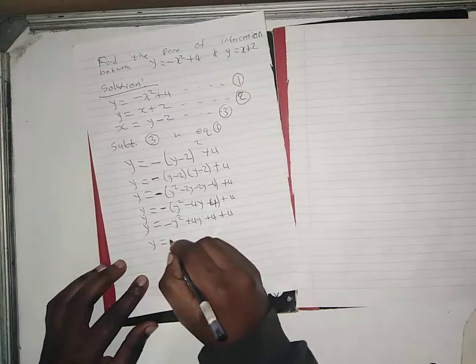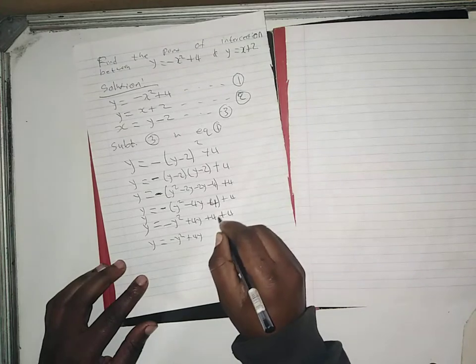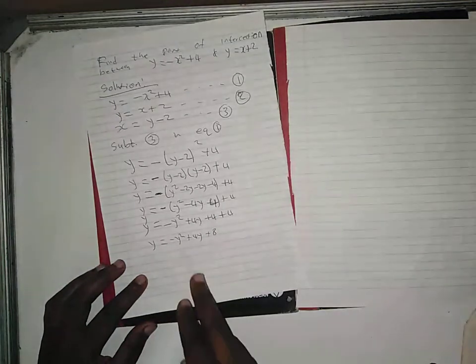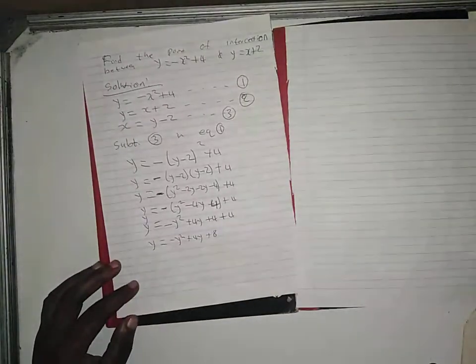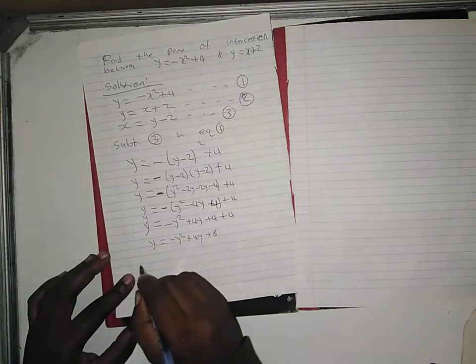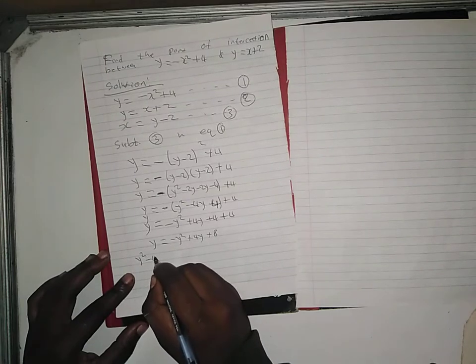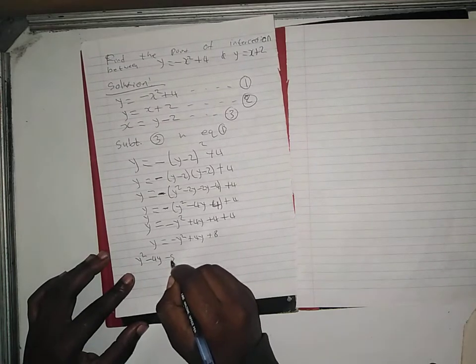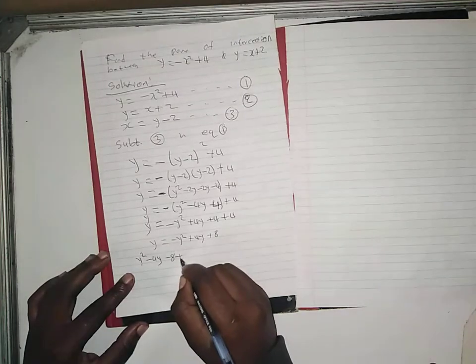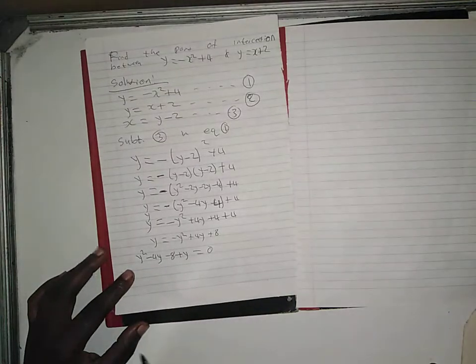Okay, so what do you do? You've got y, which is equal to minus y squared plus 4y, and then this is 8, plus 8. So you take all of this to this side. Remember, you want to remain with 0 on the right hand side. So when you take this minus y squared to this side, it's going to be y squared, and then minus 4y minus 8 plus this y that was here plus this y, and then is equal to 0. Oh, where is 8? Oh, yes, it's there.